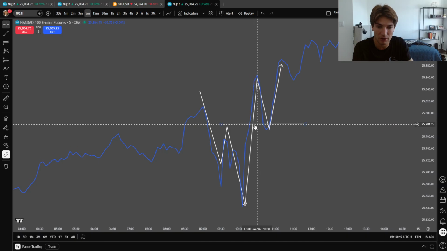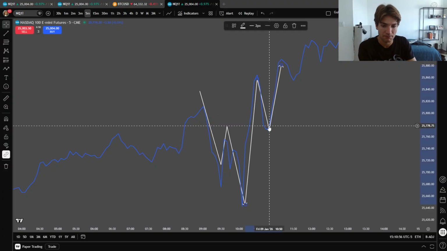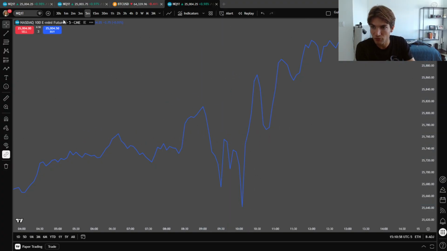At this point when we cross right here, this is our break of structure. It's literally as easy as that. It doesn't get any easier than that. Okay? So that's break of structure for you.